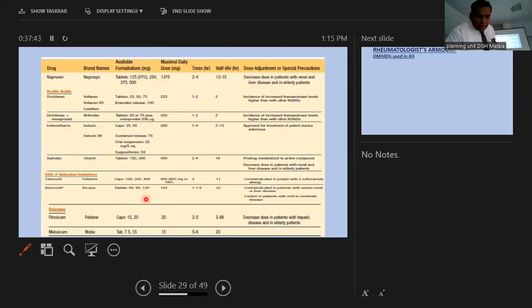And another point is, again, the meloxicam, the maximum dose you can give is 15 milligram, and the action would come about in 5 to 6 hours, but the duration is long lasting, about 20 hours.